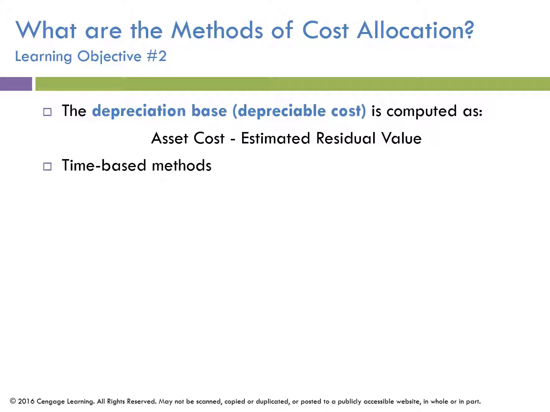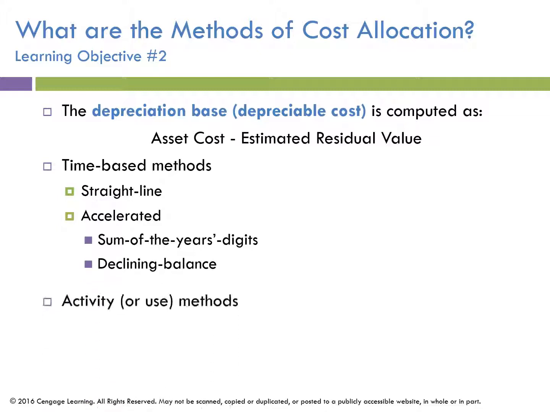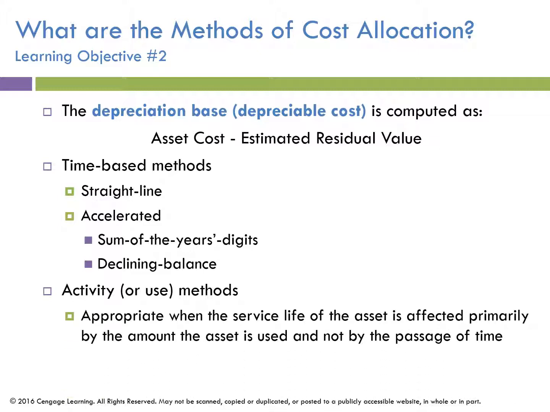Now there's different methods of allocating this cost or depreciating. There's time-based methods. One is straight line, we'll be looking at that. Another is an accelerated method, where there's one or two or three of them. Sum of the year's digits is one, declining balance is another. And then there's an activity-based method called units of production. And this is appropriate if the service life is affected primarily by the amount the asset is used, but not by the passage of time. So if you can measure the usage in some unit of measure. And then there's the group or composite methods.